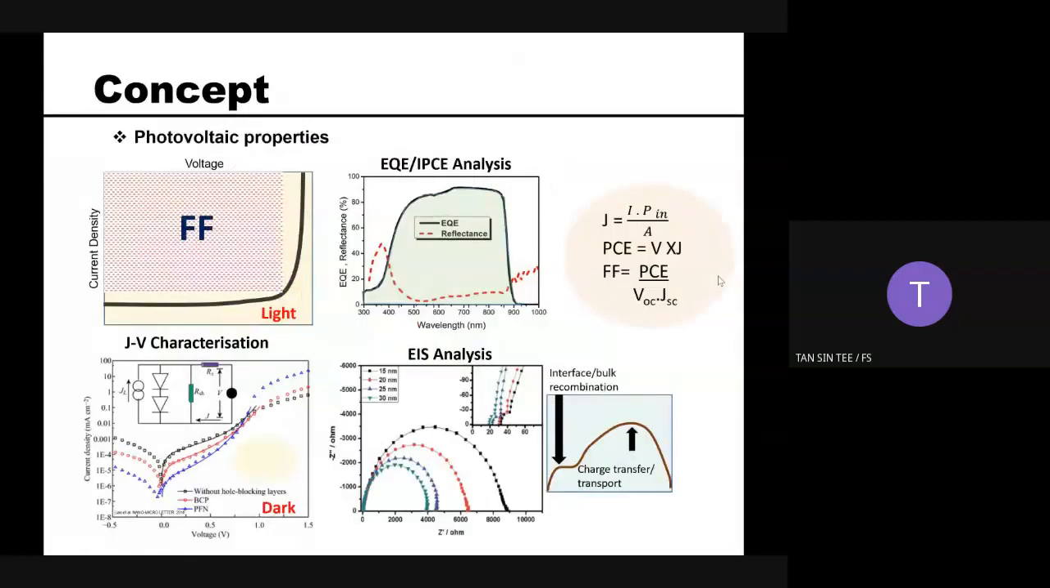So how are we going to test our devices for the solar cell? We can test it with a common characterization. We call it the JV characterization under the standard AM 1.5G filter. So you can get the JV curve. J stands for the current density and V stands for the voltage.